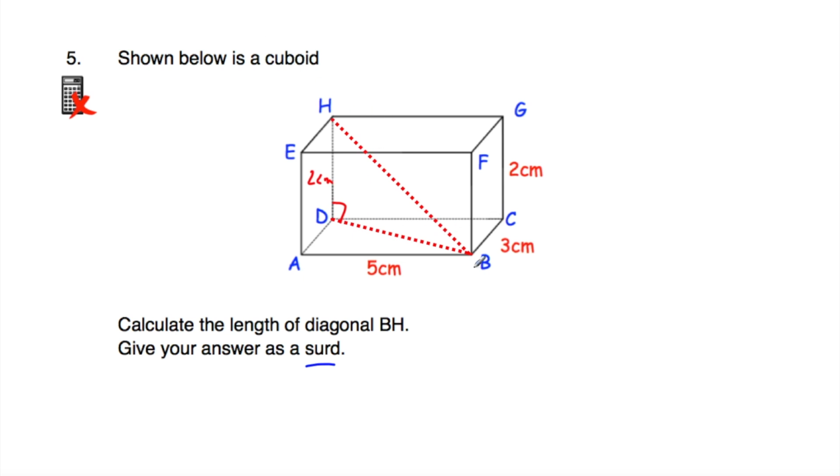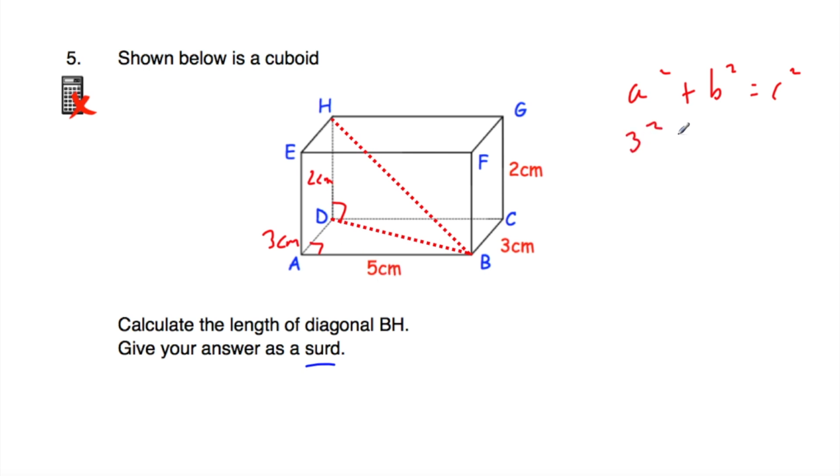So let's have a look at the base of this cuboid. We have here the triangle ABD, and ABD is a right angle triangle as well. And we know that AB is 5 centimeters, BC is equal to 3 centimeters, and we can use Pythagoras' theorem to find the length of BD, because we've got the two shorter sides and we want to find the length of that hypotenuse. So let's do that. A squared plus B squared equals C squared. A and B are the two shorter sides, so we're going to have 3 squared plus 5 squared.